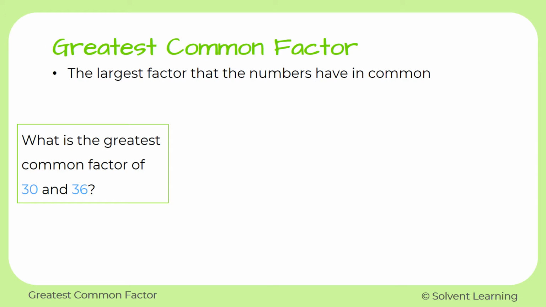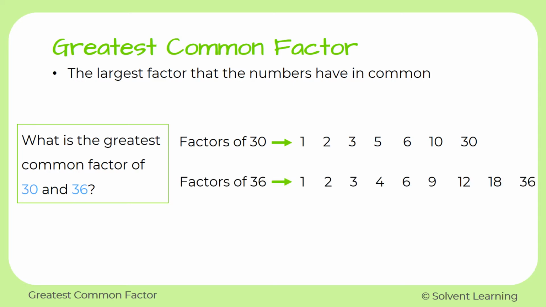One way we can figure this out is by listing all the factors of both numbers. So here are all the factors of 30: 1, 2, 3, 5, 6, 10, and 30. And they would all pass the divisibility rules that we learned in our previous lesson. The factors of 36 are 1, 2, 3, 4, 6, 9, 12, 18, and 36.